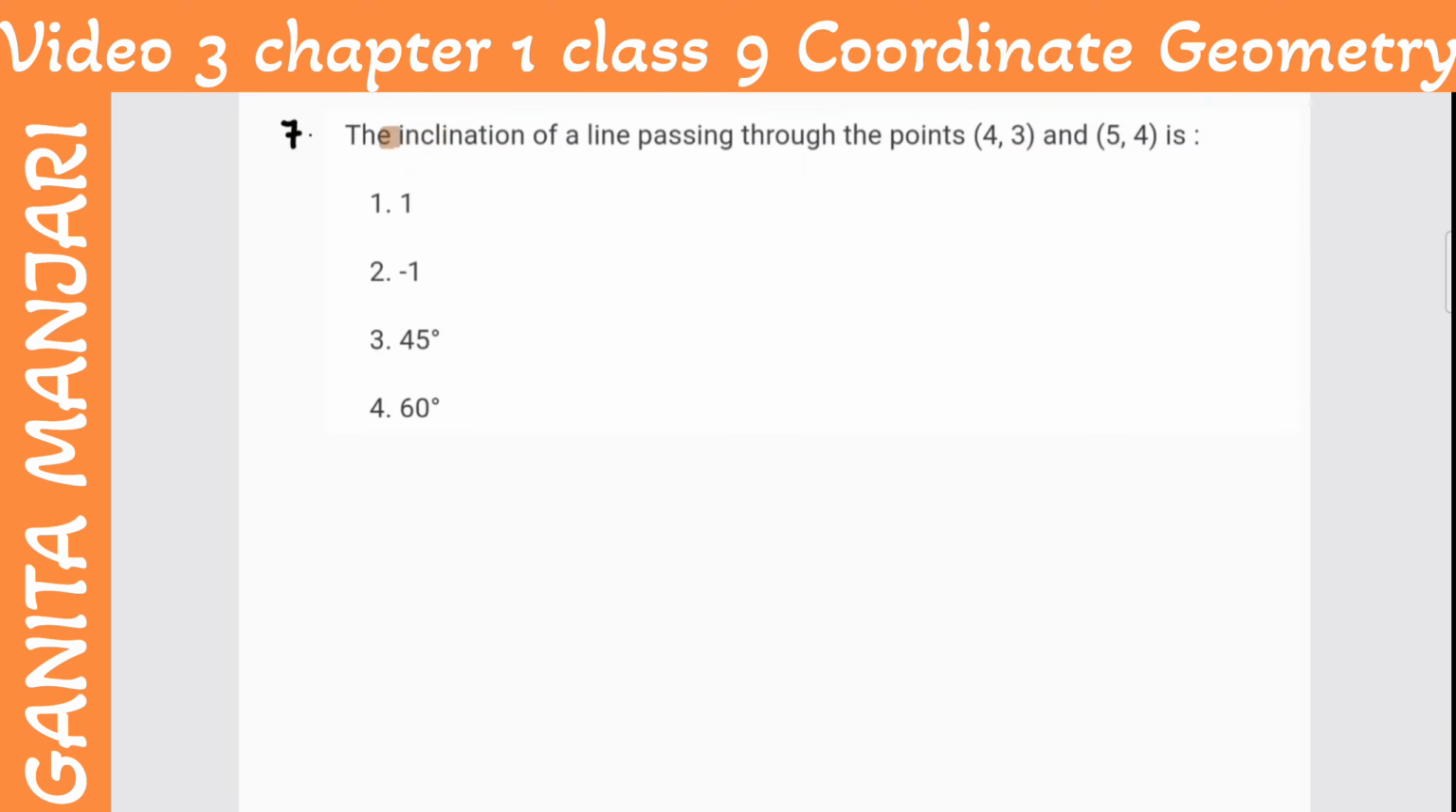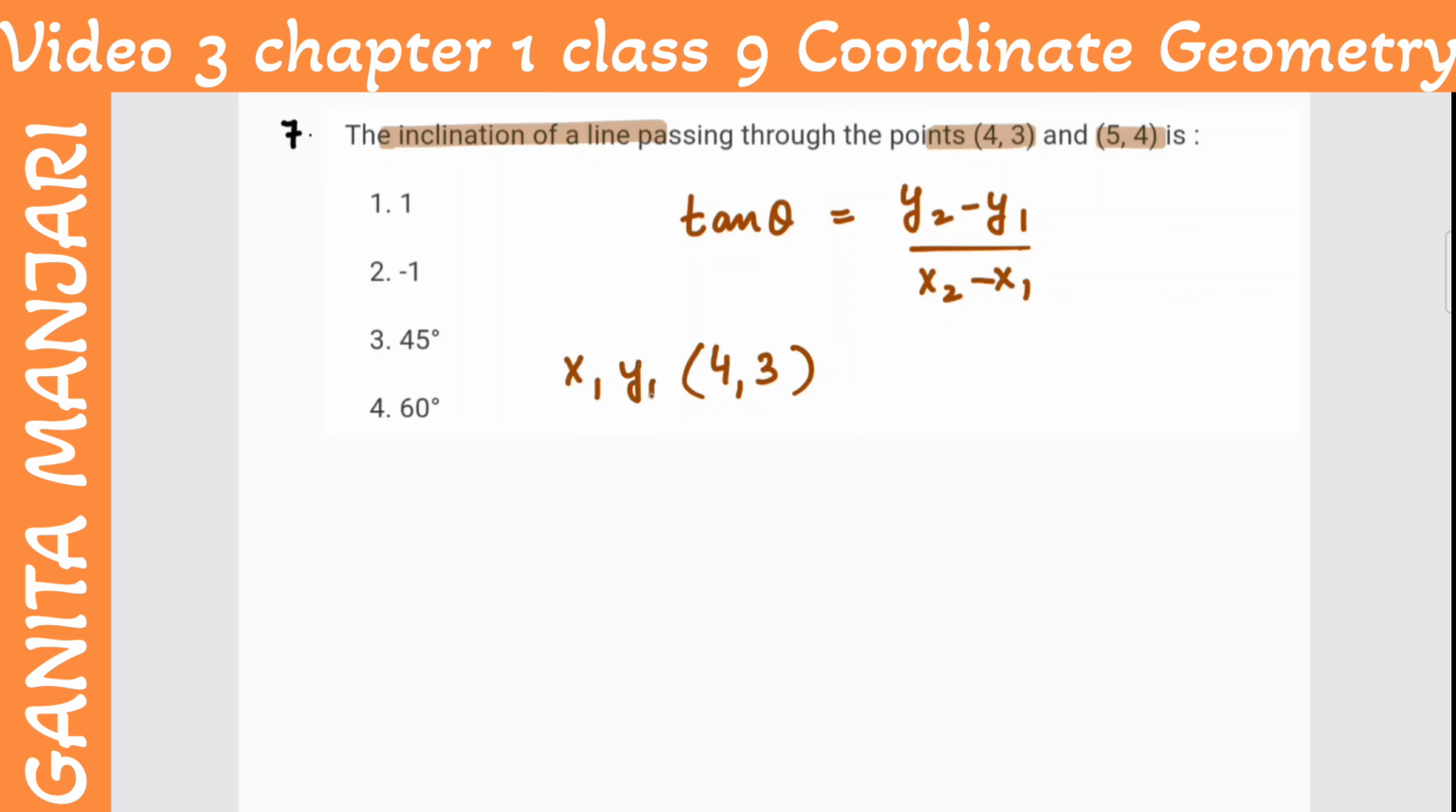Now the inclination of the line passing through these 2 points is, options are 1, -1, 45 degrees, 60 degrees. Now what is inclination? Inclination is the angle made with the positive side of the x-axis. So we have to find the angle. Inclination is written as tan theta is equal to y2 minus y1 upon x2 minus x1. So here the points are 4, 3. Take it as x1, y1 and x2, y2 as 5, 4.